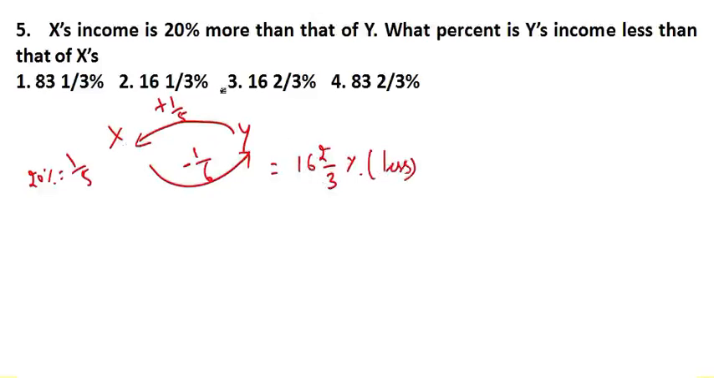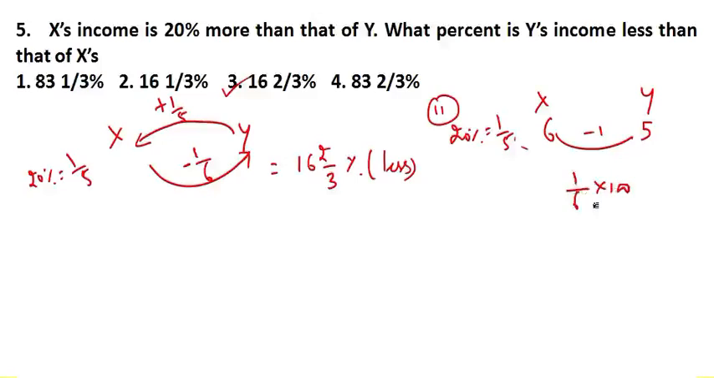So your option is the third. If you want to do it with another method, how? We know that 20% is 1 by 5. This is X and this is Y. We know Y is 5 and X is 20% more, meaning 5 plus 1, 6. So by how much is it less? Y is 1 on what? On 6. So again 1 by 6 into 100 means 16 2/3%. Hope this is clear now.